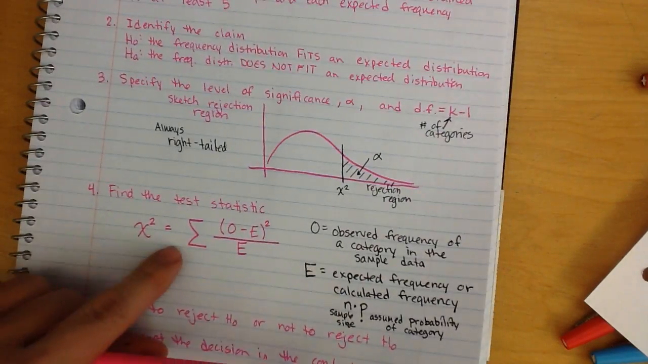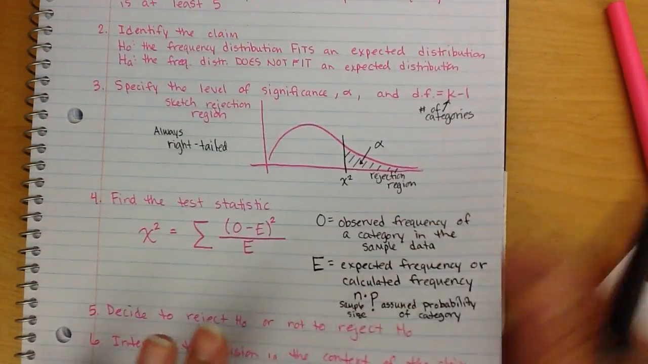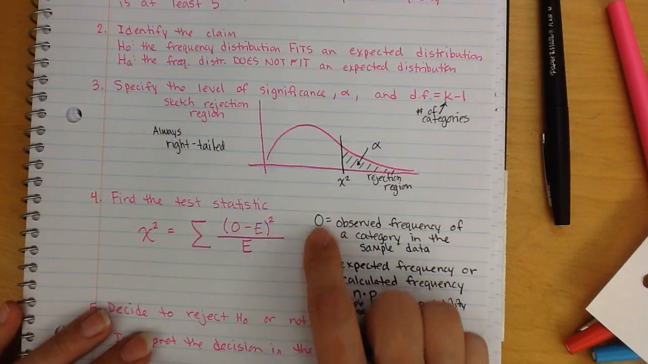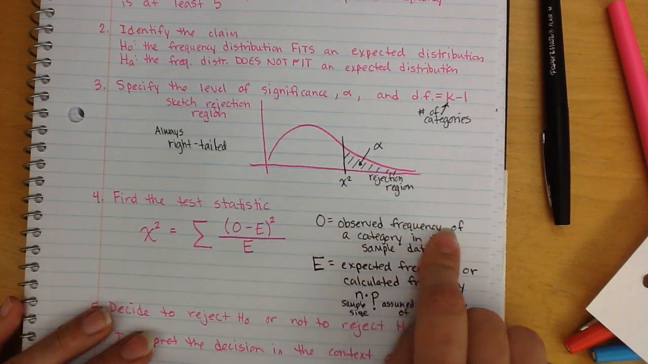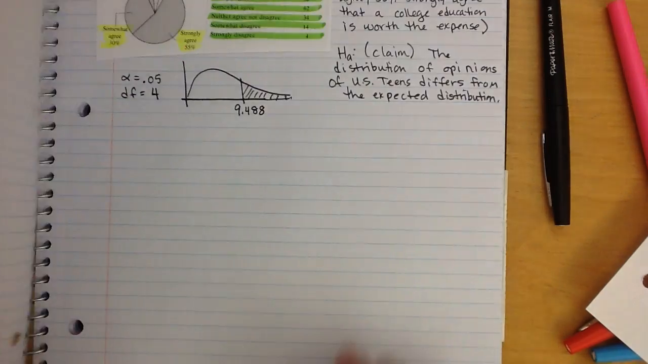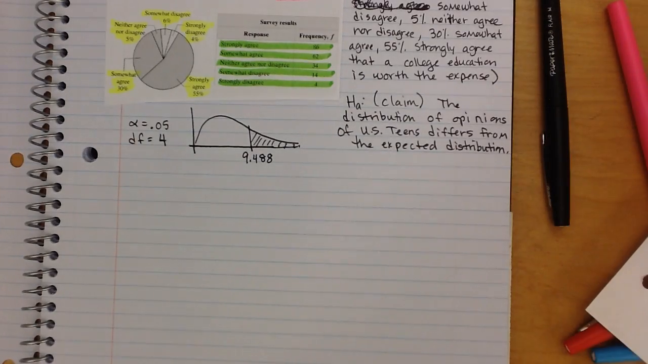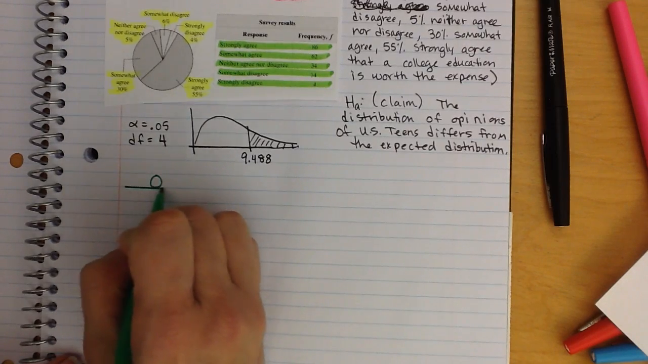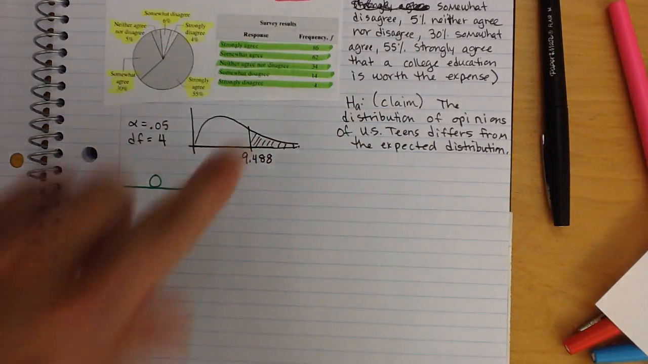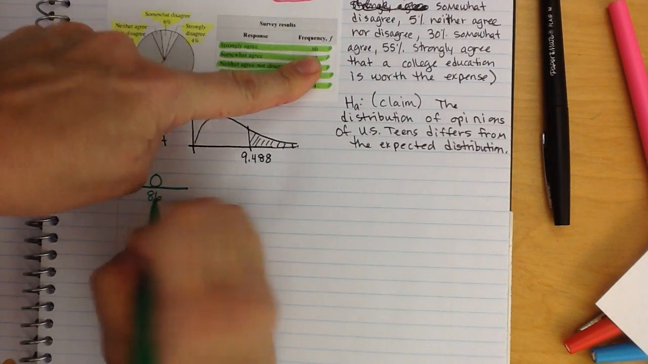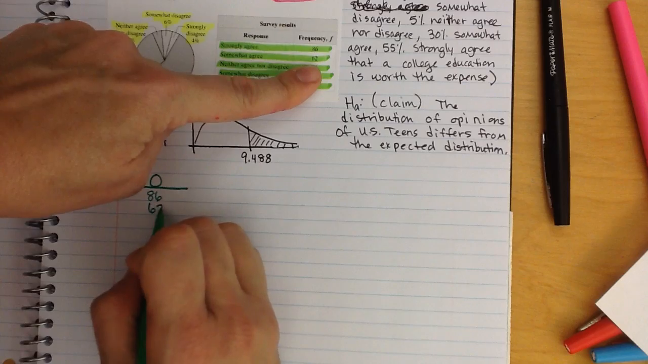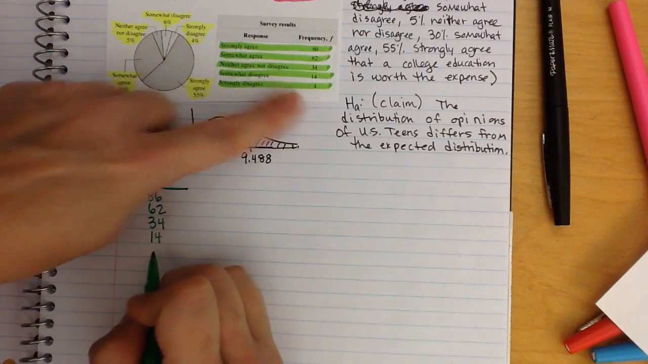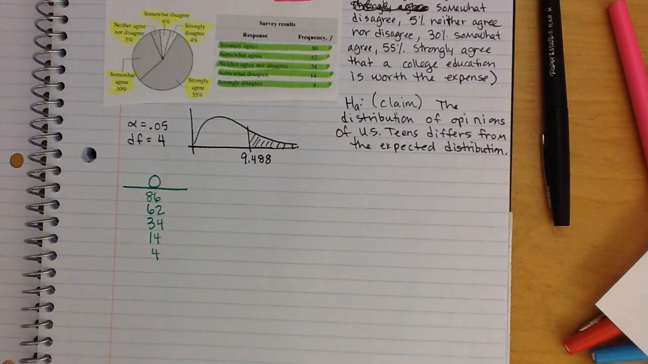And we are on to find our test statistic. In order to do this test statistic, we need to know what O is and what E is. O is the observed frequency of a category in the sample data. So our observed frequencies for each of the categories come from our sample data. Strongly agree we had 86, somewhat agree we had 62, neither agree nor disagree was 34, somewhat disagree was 14, and strongly disagree was 4.